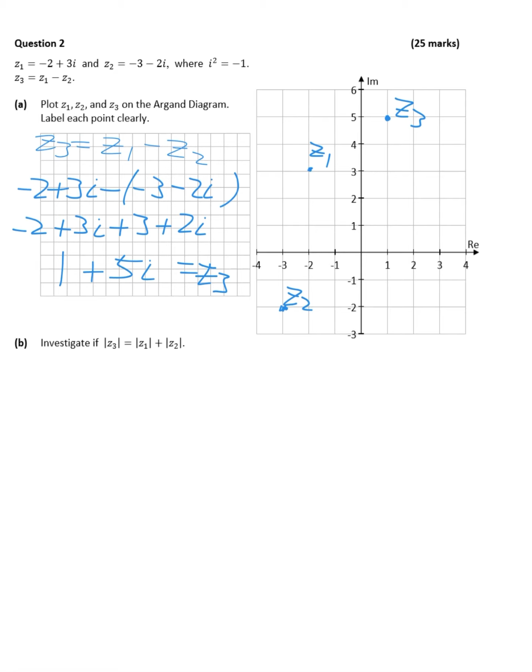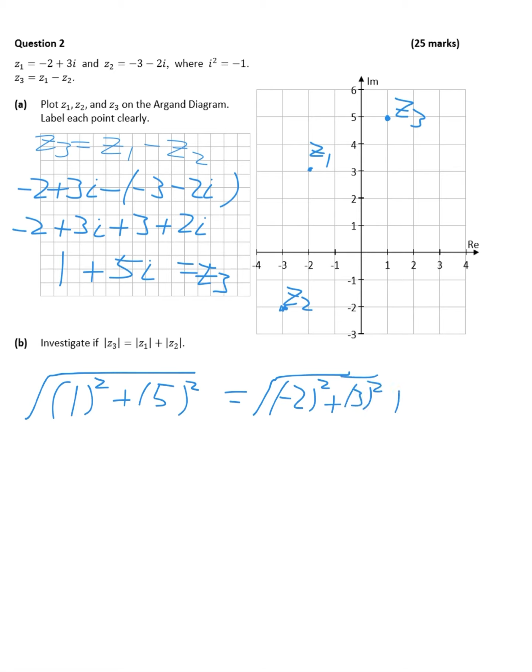Okay, for part B then, we need to investigate if the modulus of Z3 is equal to the modulus of Z1 plus the modulus of Z2. Okay, so the modulus of Z3, remember to do that, you're just squaring your terms. So you'll have the square root of 1 squared plus 5 squared. And we'll see, is that now equal to the square root of minus 2 all squared plus 3 squared for Z1, plus then the modulus of Z2, so the square root of minus 3 squared plus minus 2 all squared.